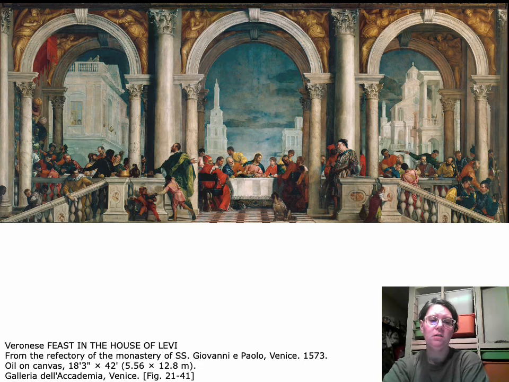This is Veronese's Feast in the House of Levi. It is from the refectory of the monastery of Giovanni e Paolo in Venice. It's 18 feet by 42 feet. It's a very large painting.